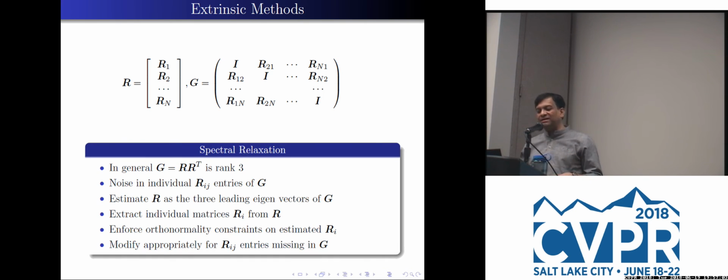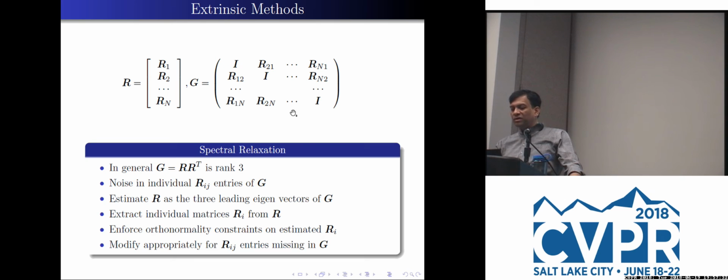So the spectral relaxation simply tries to construct G, and then just does a spectral decomposition, takes the first 3 leading eigenvectors, pulls out individual blocks and projects them onto rotation matrices. I hope it's not too difficult to see how that would work, right? Because remember, these are all individually noisy. These have noise in them.